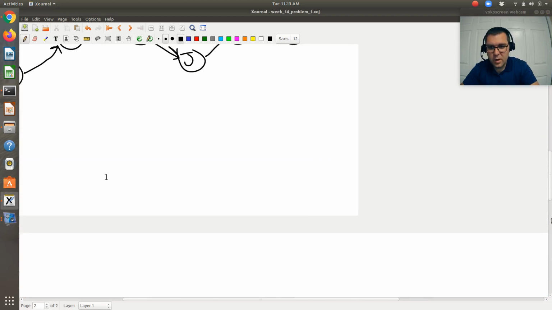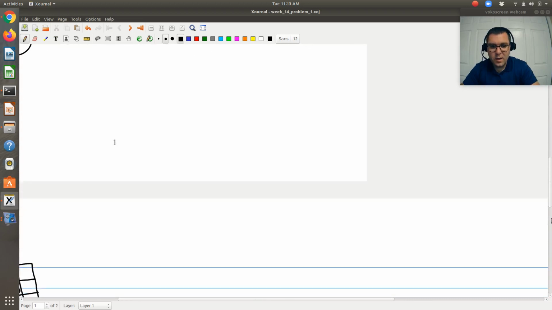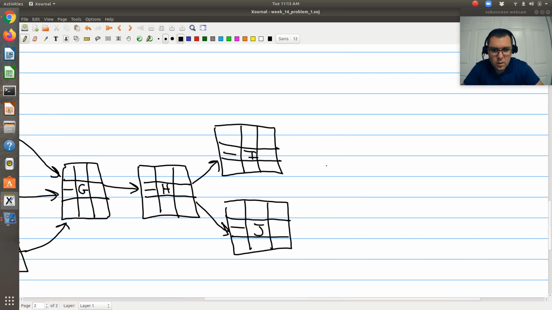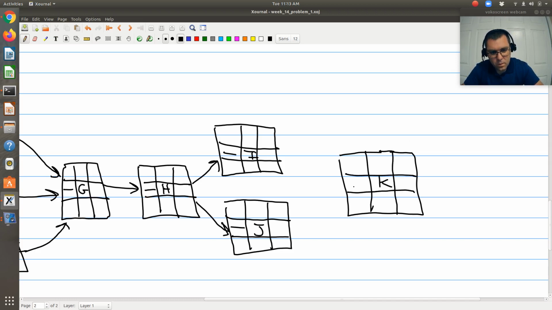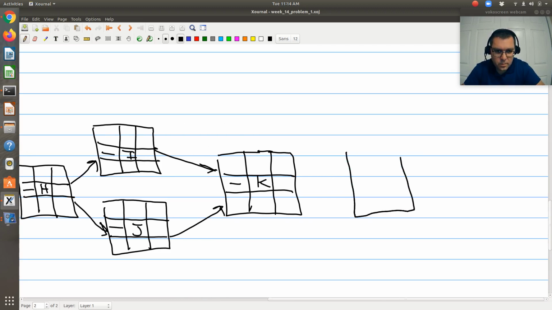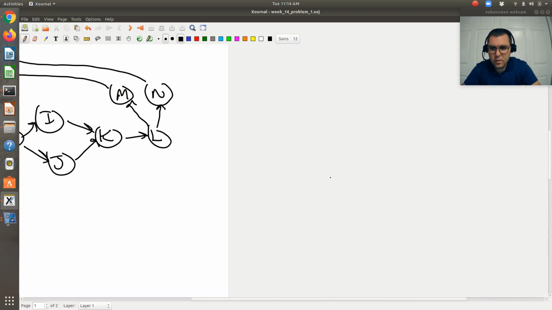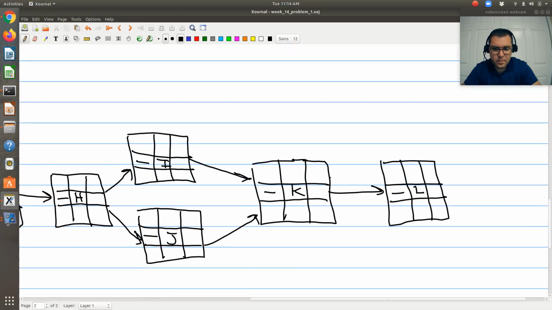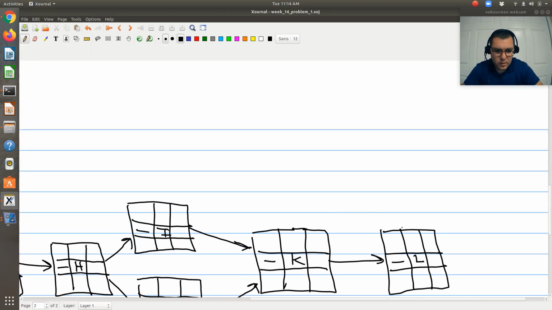So then I and J go to K, who goes to L. K went to L. And from L, we went to M and N. Okay, and we'll draw M and N up here, just because then those will go full circle.